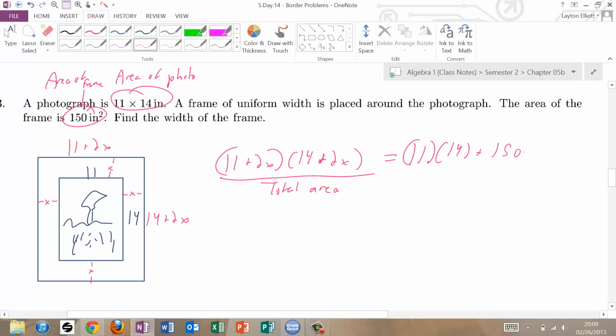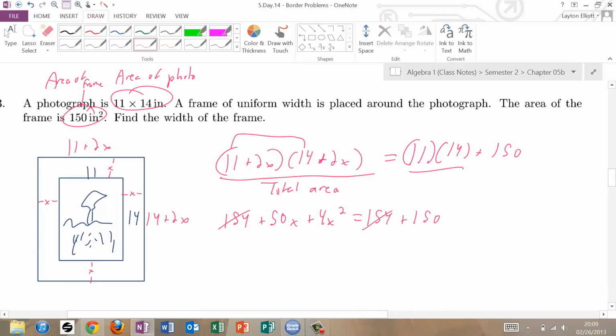So we got some simplifying work to do. 14 times 11. 14 times 11 is 154. Let me check that really. Yep, 154. And first, then outer plus 22. Inner would be plus 28. So this is 22 plus 28 is 50x, plus 4x squared equals 154 plus 150.